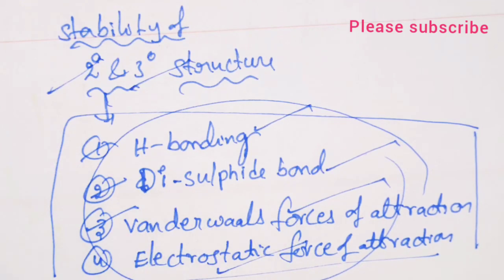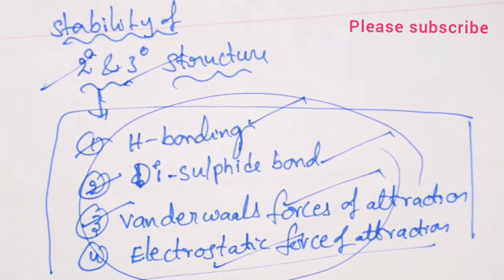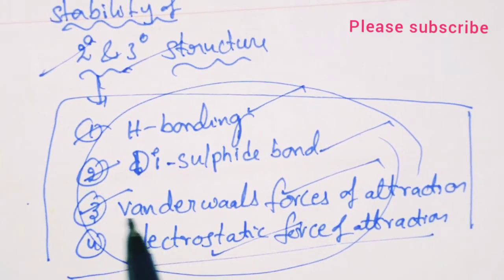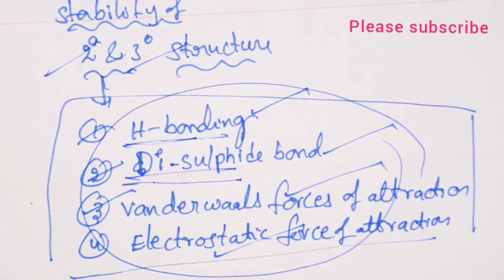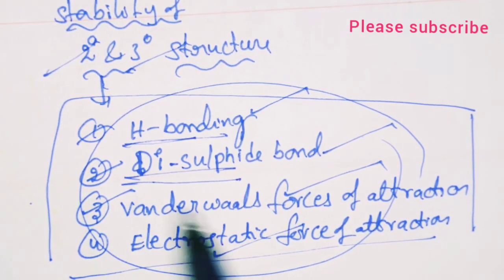That means they can exist as either globular form, otherwise as sheets, that means fibrous proteins. Could you understand this point? Why are the secondary and tertiary structures more stable? You have to write these points. Because they form hydrogen bonding, this is one of the points. The second point is they also form disulfide bonds. Third point, van der Waals.